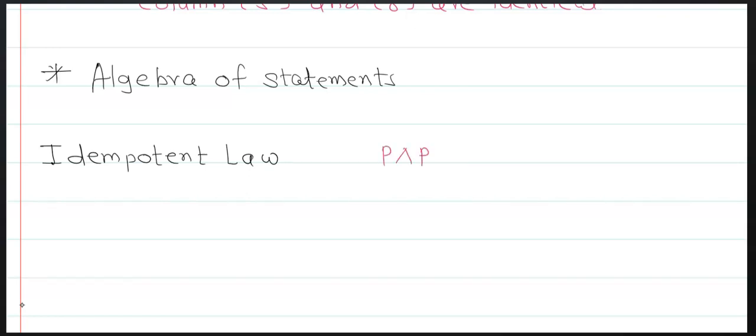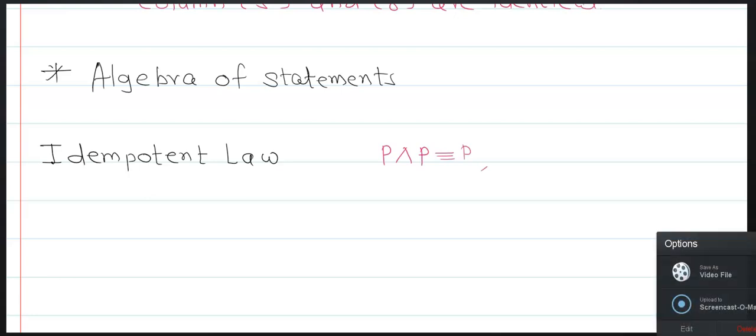That is P or P is P, and P and P is P. First is P and P. Suppose we take this as T. T and T will be again T. If we take the truth value F and F, F and F is F. Therefore, P and P is always P.